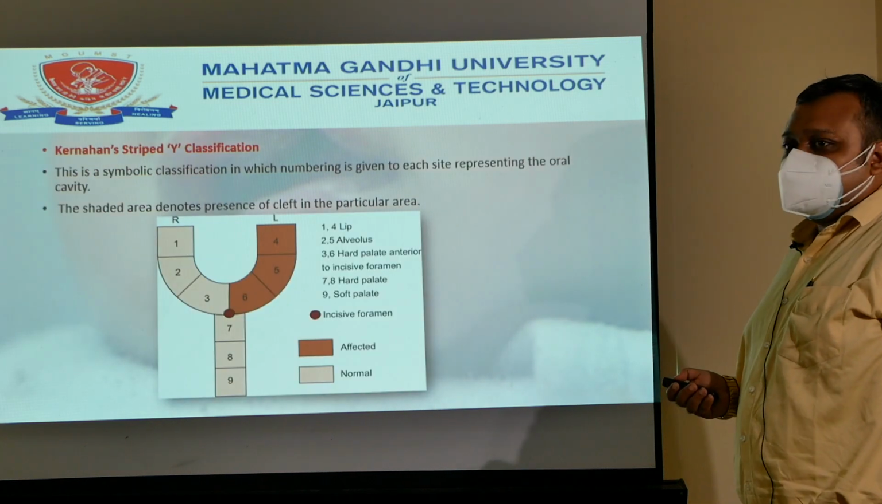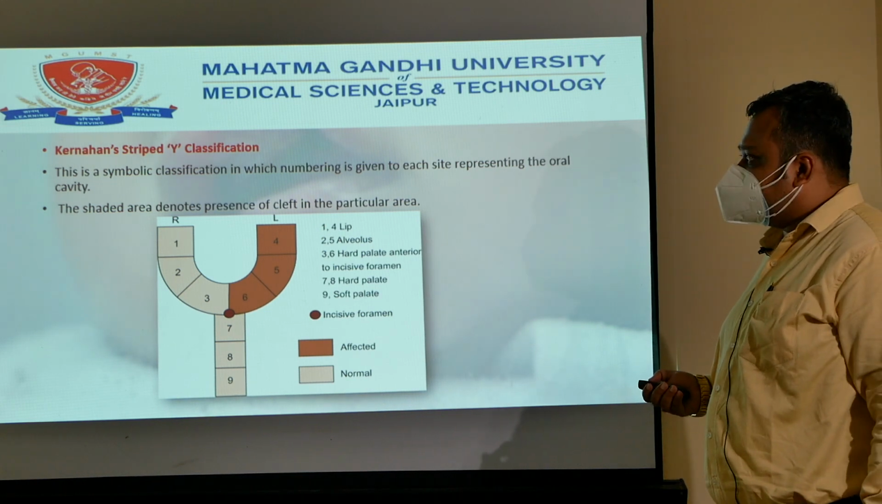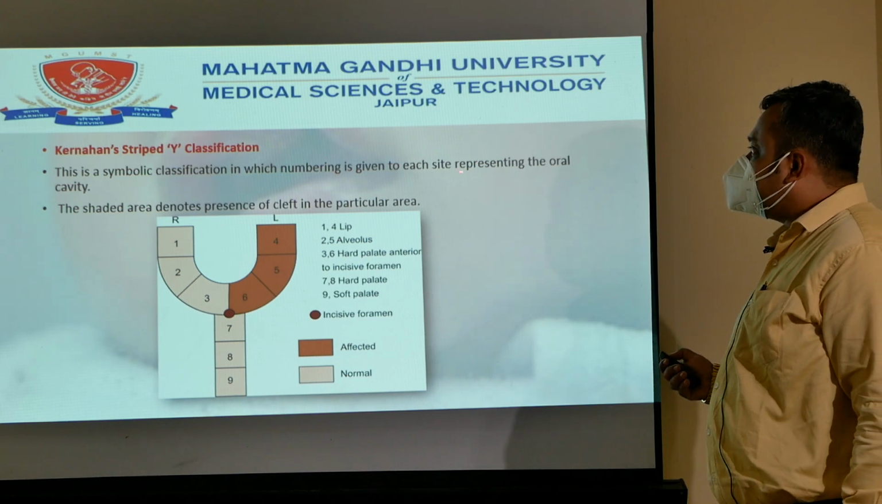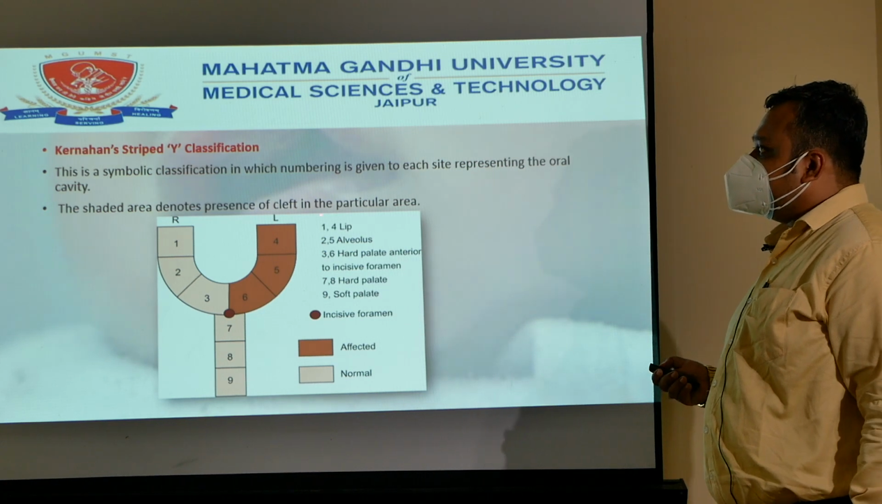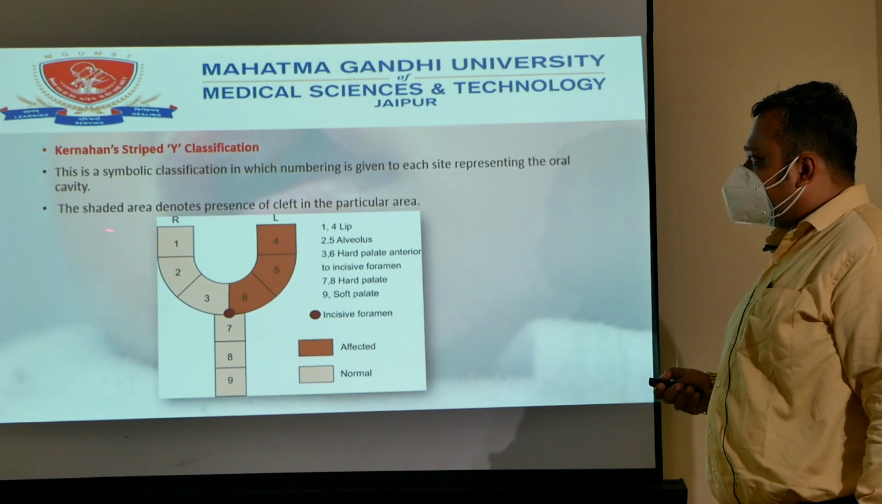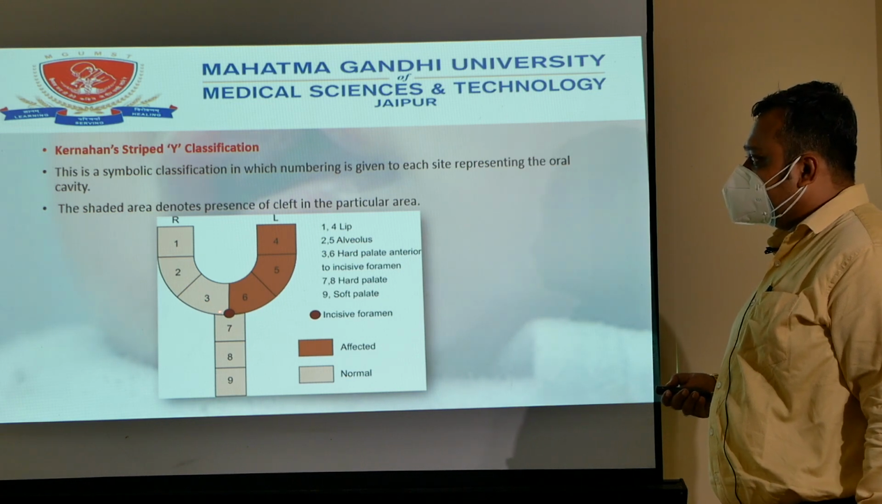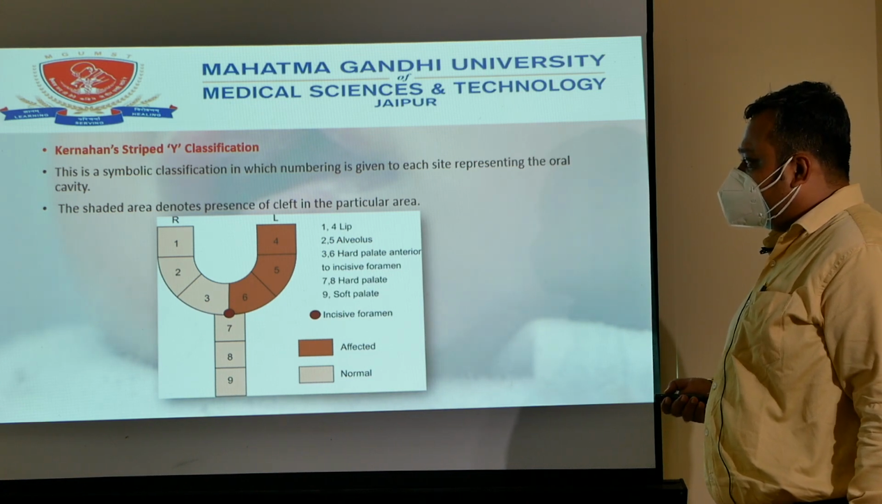This is one more classification, given by Kernahan, which is also called the striped Y classification. This is a symbolic classification in which numbering is given to each side representing the oral cavity. The shaded area denotes the presence of cleft in the area. So as you can see, there is a Y where one limb of the Y represents the right side of the face or the palate, and the other represents the left side of the palate, and 7, 8, 9 are the midline defect areas.